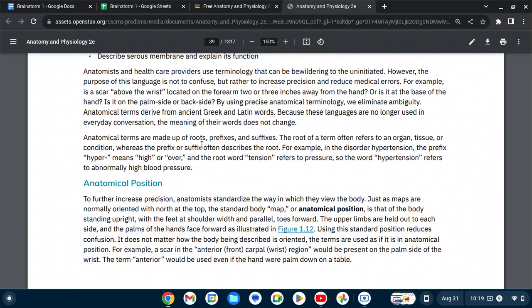However, the purpose of this language is not to confuse, but rather to increase precision and reduce medical errors. For example, is a scar above the wrist located on the forearm 2 or 3 inches away from the hand, or is it at the base of the hand? Is it on the palm side or the back side? By using precise anatomical terminology, we eliminate ambiguity. Anatomical terms derive from ancient Greek and Latin words. Because these languages are no longer used in everyday conversation, the meaning of their words does not change.